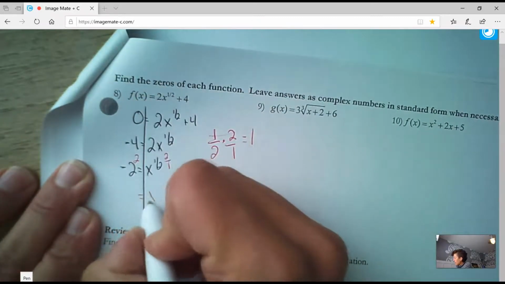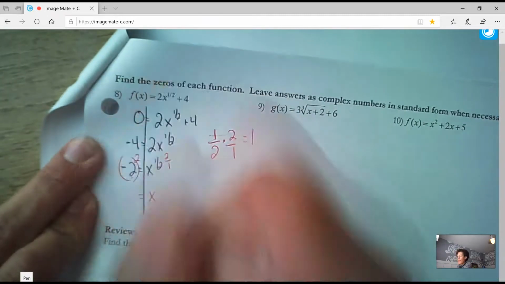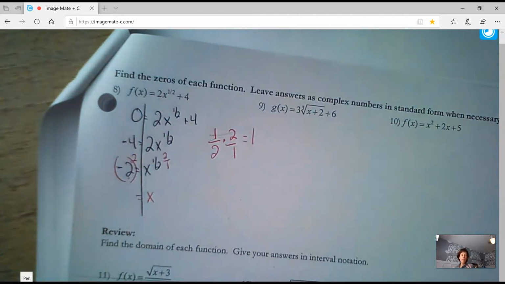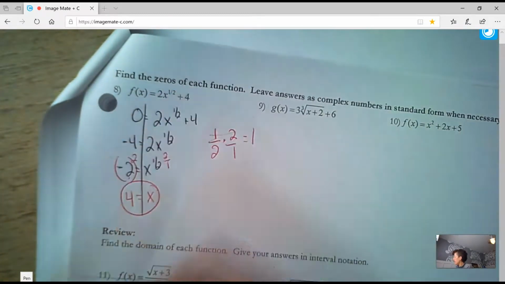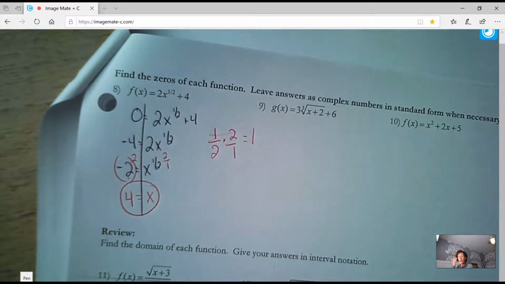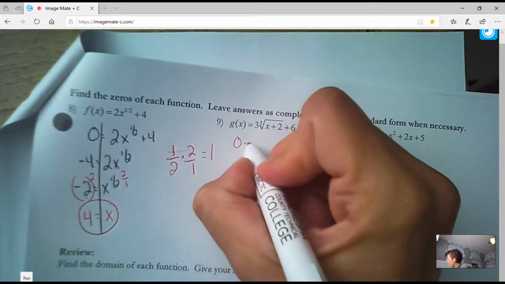And this side just becomes x, and -2 squared, remember, if you're going to put this in your calculator, you have to wrap that in parentheses. It just means -2 times -2, and I get 4. As far as extraneous solutions, I am going to pause on that and just get us through the rest of these. So again, find the zeros. I'll just set this equal to 0.